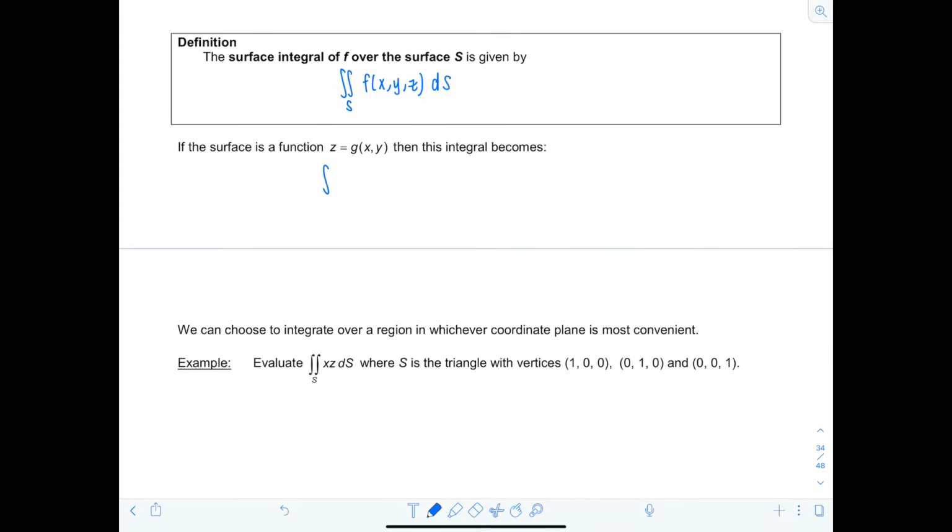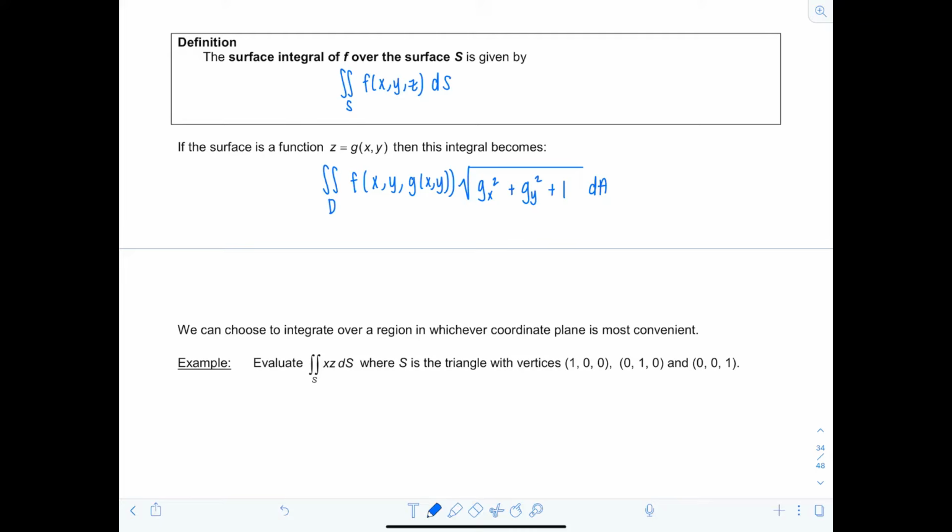Now, if the surface is a function of x and y, then this integral becomes the following. So I can rewrite it as the double integral over D, where D is in the xy plane, and then you have f of x, y, and then I'm going to replace z with g of x, y, and then ds we know we can write as the square root of the partial of g with respect to x squared plus the partial with respect to y squared plus 1 dA.